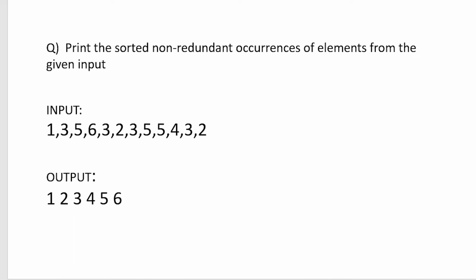So the question says we need to print the sorted non-redundant occurrence of elements from the given input, and the set of input is given to us, and they are comma separated values, and we have to print the occurrences of our elements in a sorted manner by removing the redundant elements. Now it is a very simple question and it can be done in two different manners. So first let's discuss the basic way of doing it.